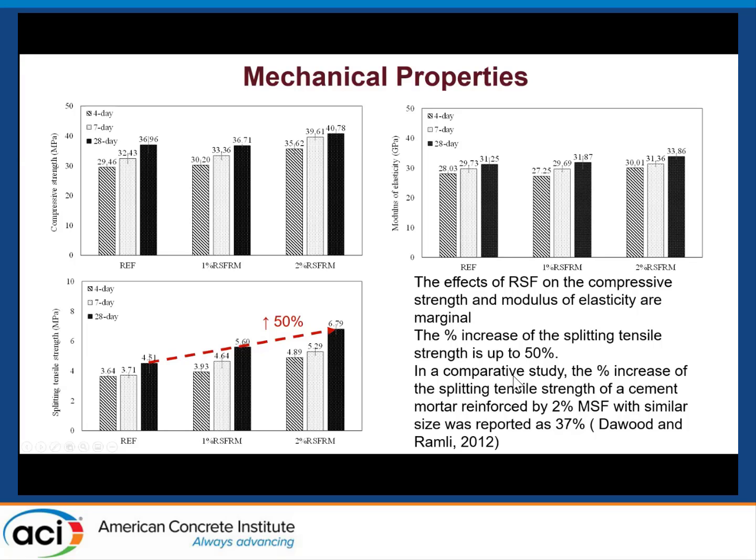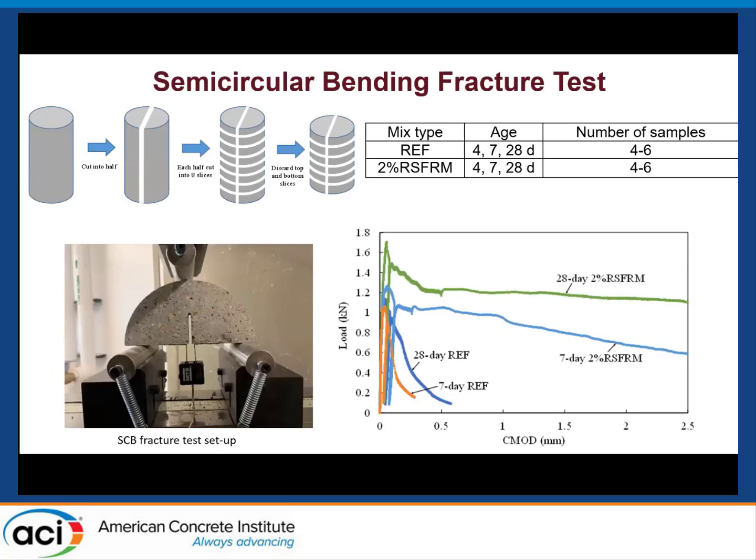Then we conclude that using recycled steel fiber can improve the split tensile strength higher than the manufactured steel fiber, which means the reinforcement effect of the recycled steel fiber is equivalent or even higher than manufactured steel fiber.